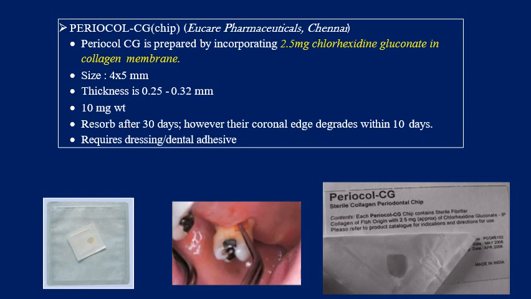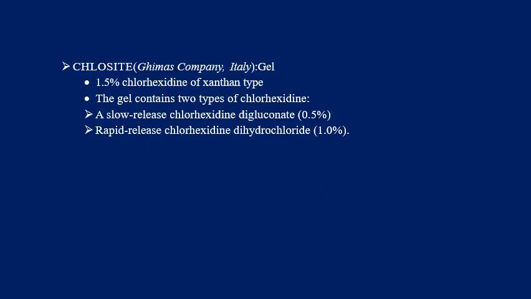The next is Periocol CG chip. It is prepared by incorporating 2.5 milligrams chlorhexidine gluconate in collagen membrane, and the size is 4 by 5 millimeters and thickness is 0.25 to 0.32 millimeters. It weighs around 10 milligrams and resorbs after 30 days. However, the coronal edge degrades within 10 days. It requires a dental dressing.